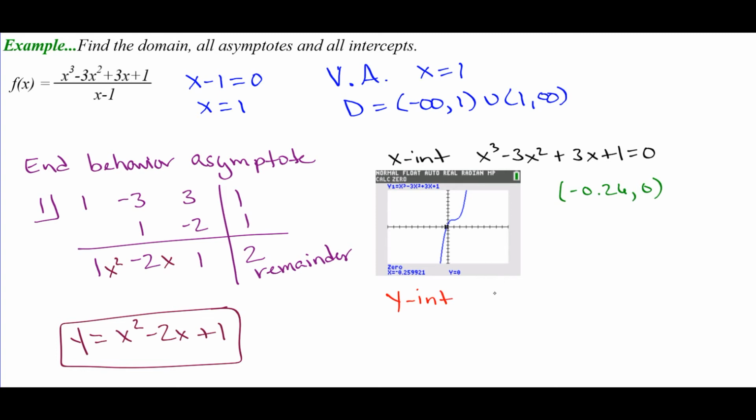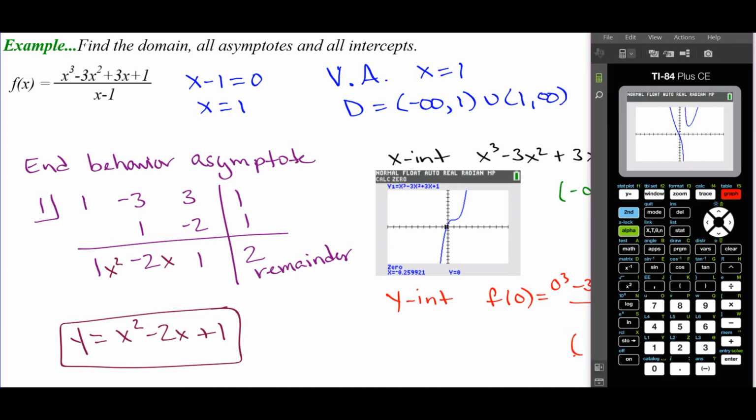And then to find my y-intercept, we're going to plug 0 in for x. So we're going to get 0 cubed minus 3 times 0 squared plus 3 times 0 plus 1, over 0 minus 1, which is going to give us -1. So my y-intercept is the point (0, -1).